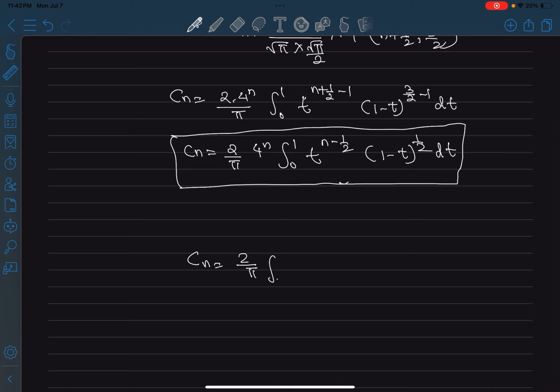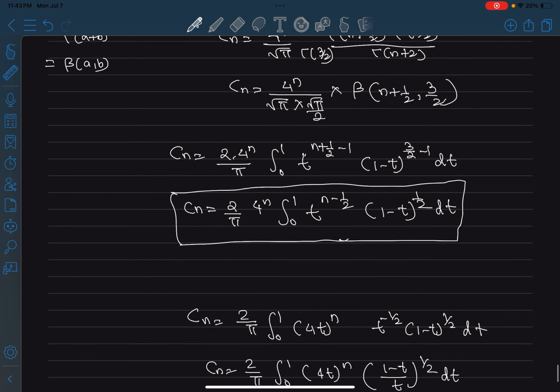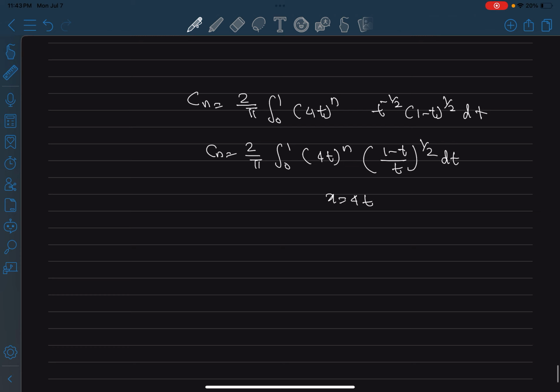and that becomes 4t to the power n, t to the power minus half, 1 minus t to the power half dt, right? And this now becomes 2 by pi, integral from 0 to 1, 4t to the power n. Now this becomes 1 minus t by t to the power half, right? Now if I make a substitution that x is equal to 4t, then I'm gonna have the nth Catalan number is 2 by pi, integral from 0 to 1, x to the power n, and then t is x over 4, so 4 minus x by x to the power half, and then dt is dx over 4, right? So this is dx over 4.